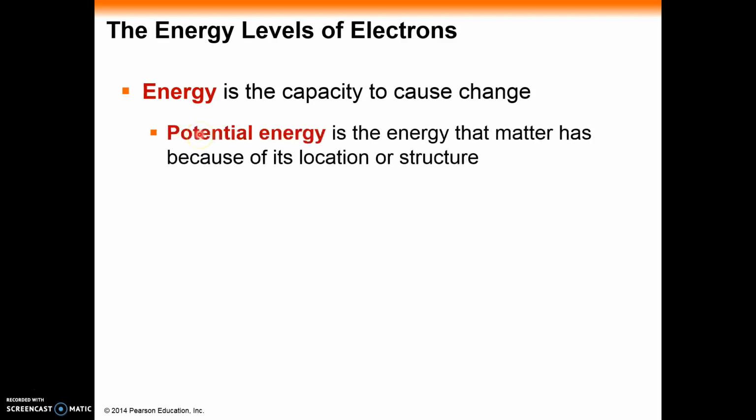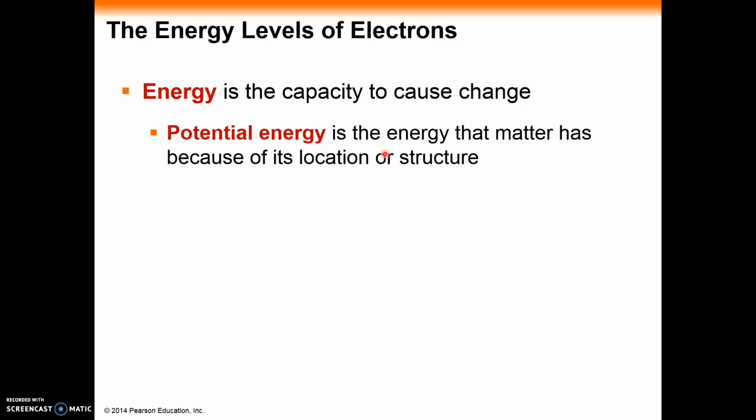Another type of energy is potential energy. Potential energy is the amount of energy that matter has because of its location or structure. A way to think of this is imagine that you have a book propped up on a table. If that book falls off the table, it has the energy inherent in it to fall to the earth. That energy isn't being used, but that energy still exists in that object. And the fact that it is being propped up by the table is what gives it that energy.